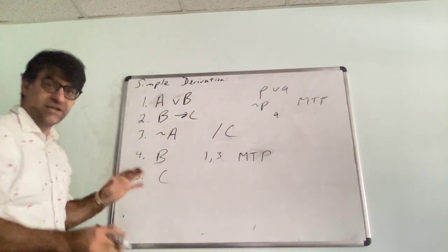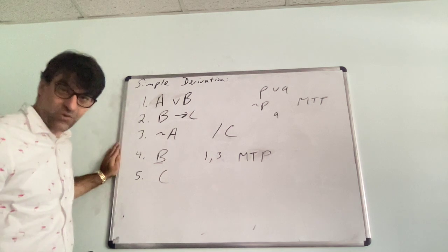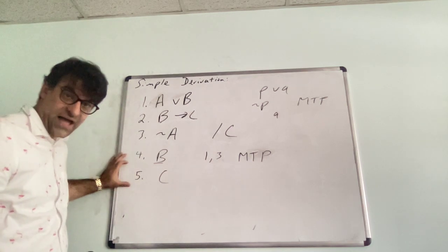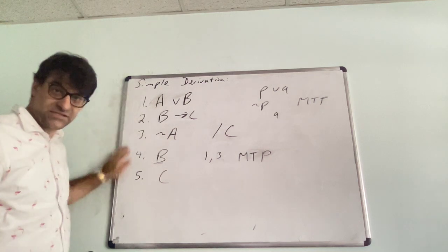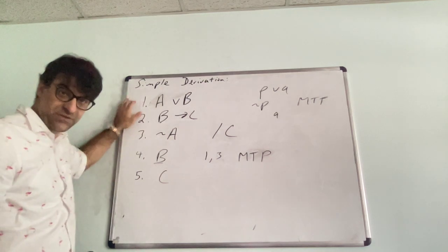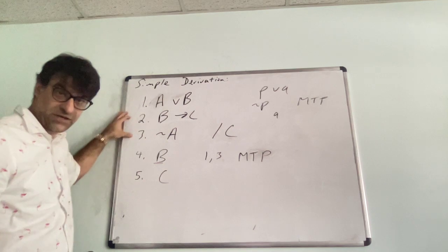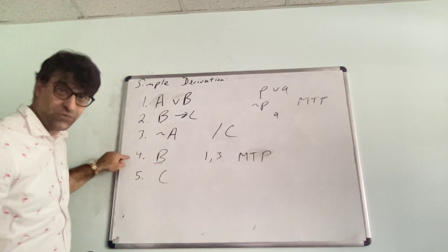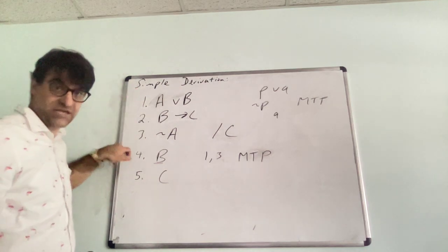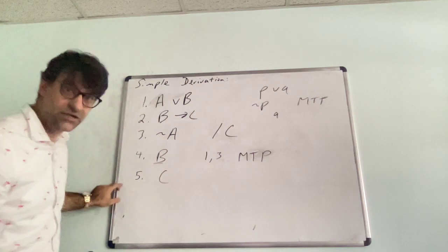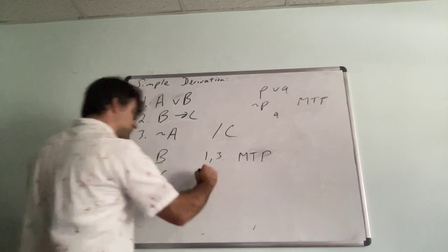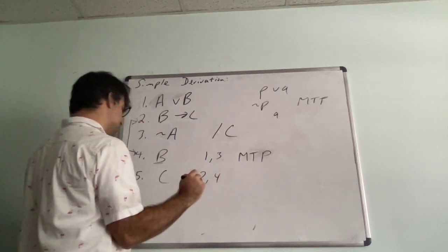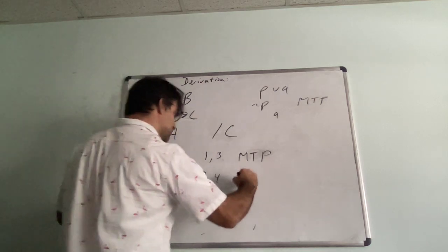So now what is this? This goes sequentially. Line 5 is an inference based on some of the lines 1 through 4. We have the three initial premises, we have B, which we deduced from these initial premises, and then we went on to deduce C from lines 2 and 4, using the modus ponens pattern.